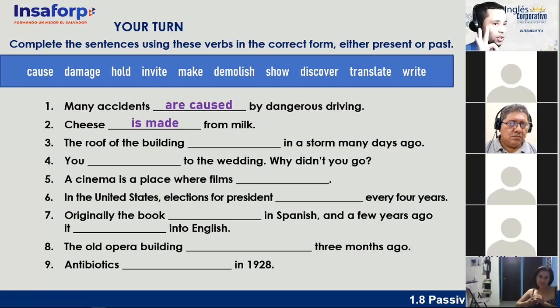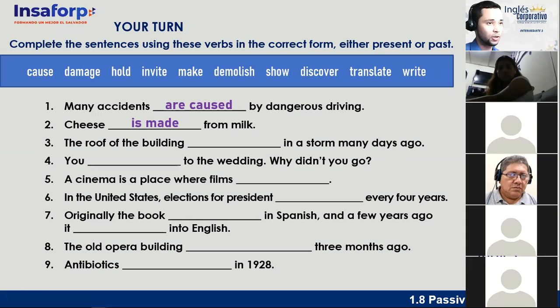Vamos a hacer la número tres juntos. Y luego van al breakout room. The roof of the building, blah, blah, blah, in a storm many days ago. Are we talking about something that happens in general? Or are we talking about a specific event in the past? Past, it's an event in the past. Correct. It's a specific event in the past because it reads many days ago.